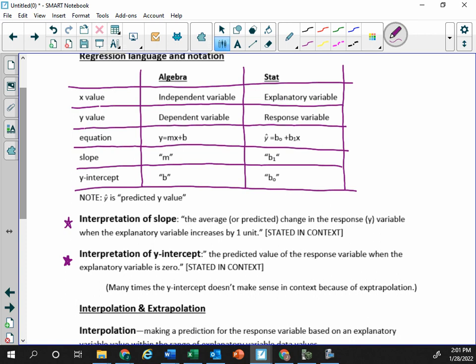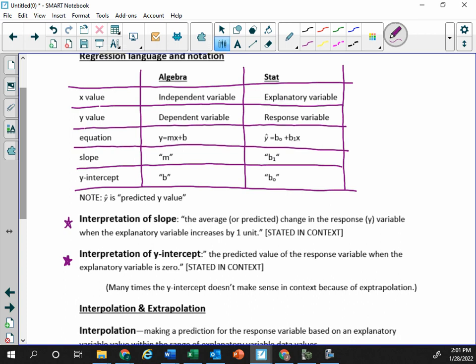All right, and so again, it's the wording of this, and you'll have to put it in context. So the average or predicted change in your y variable when the explanatory variable increases by 1 unit, because we're talking slope, and slope is change in y over change in x, right? So if your x changes by just 1 unit, what is happening to the y value? It gets easier when we actually have a problem to do this in. The context actually makes it simpler.